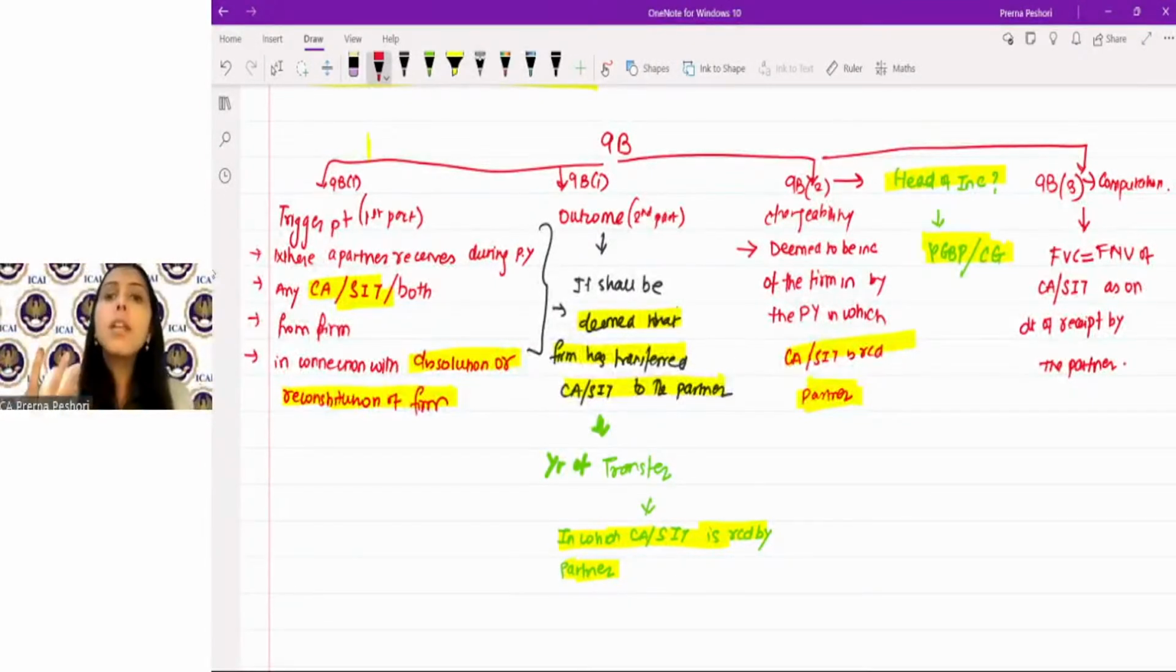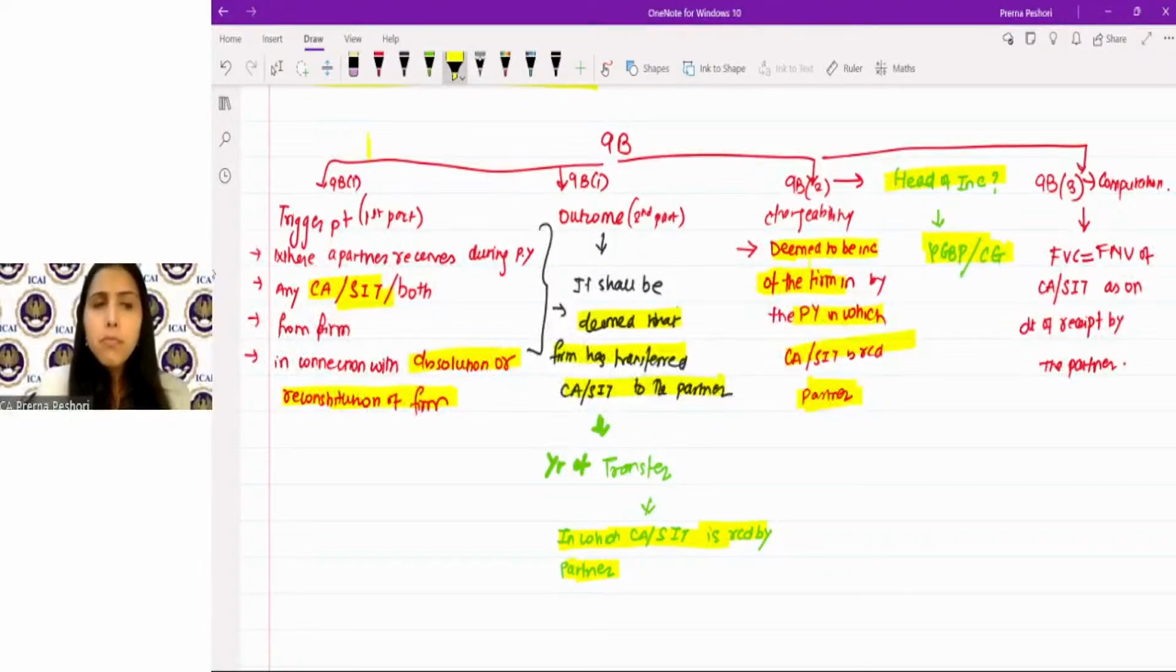9B2, chargeability. It will be deemed to be the income of the firm in the previous year in which the capital asset or stock in trade is received by the partner. And under which head? Under PGBP or capital gain. And what does 9B3 provide? Full value of consideration will be as on the date of the receipt by the partner. Are we clear? So this is your 9B.